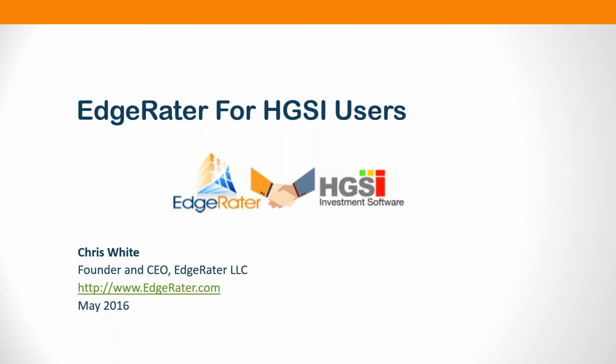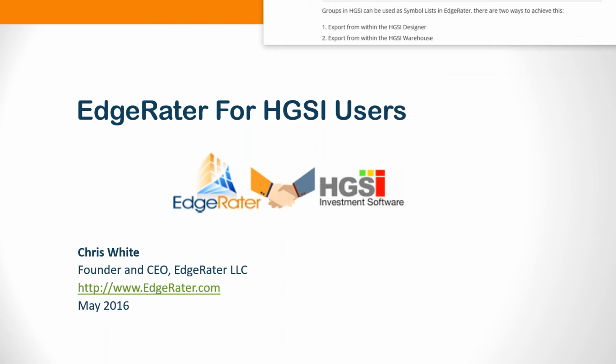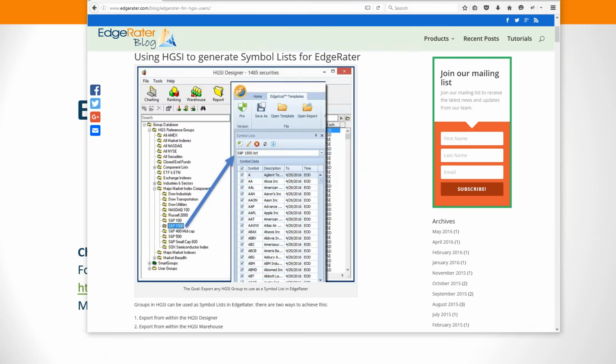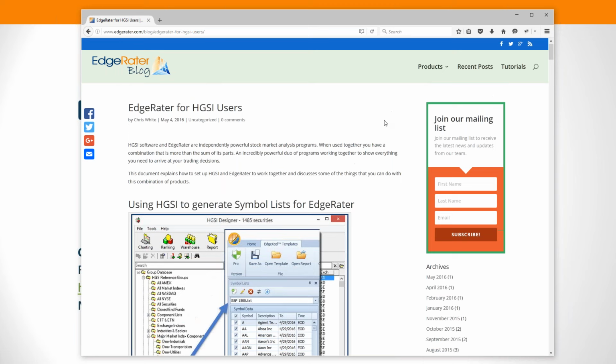There is a handout I prepared. You can probably see the handouts pane in your GoToMeeting. It's a PDF file, and I put together a bunch of screenshots about how to set up HGSI and EdgeRater to work together. And that is also on my blog. So if you can't see the handout, you can go to the blog page, which is at edgerater.com/blog. And the title of the blog post is EdgeRater for HGSI users, which is the same title as this webinar.